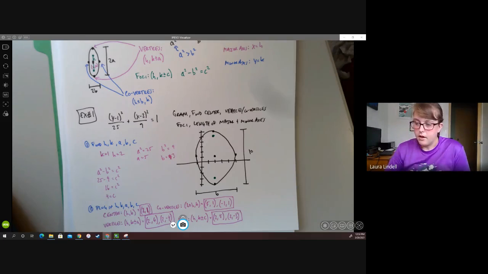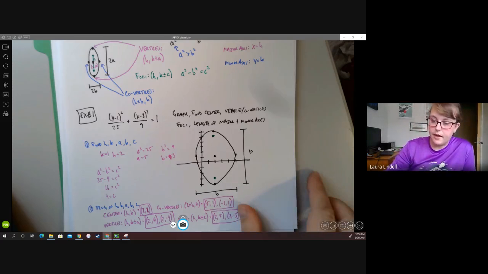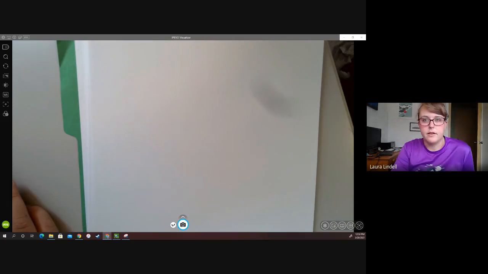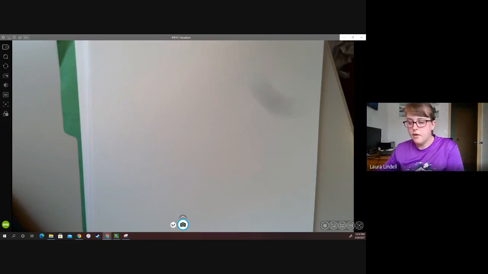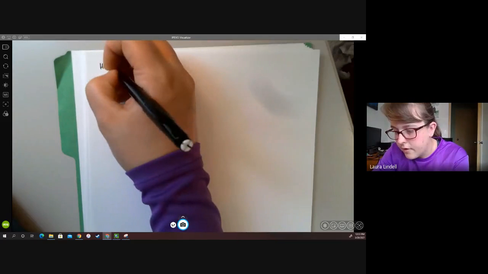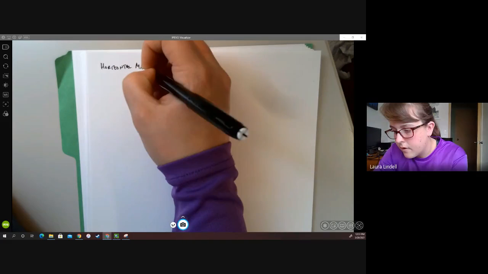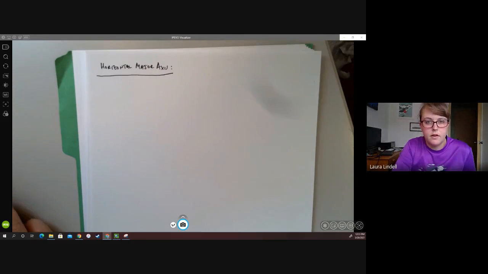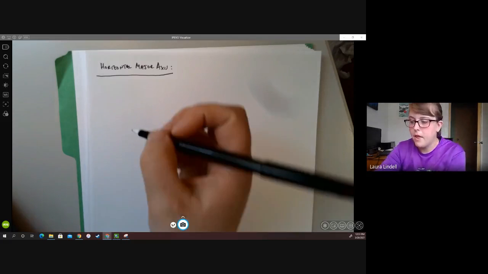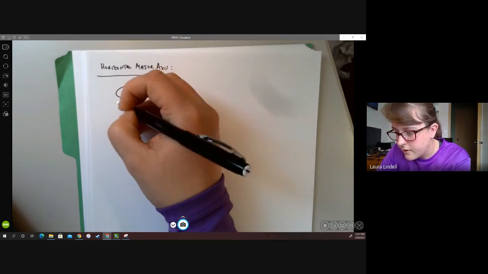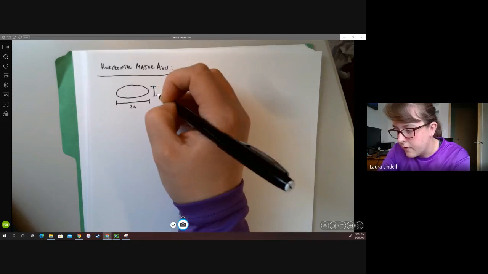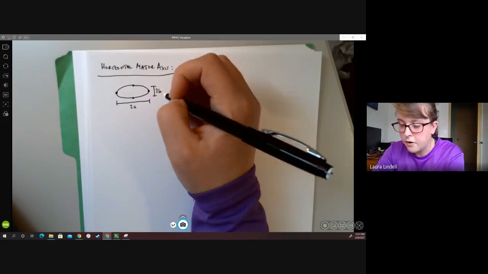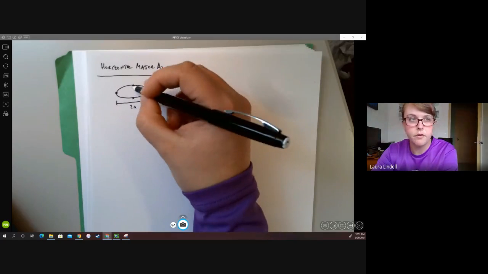Okay, then. So that's if we have a vertical major axis. Now let's take a look at what happens if we have a horizontal major axis, because the equation is very similar, just ordered a little bit differently. So this time we've got a horizontal major axis. All right. So this time we have it looking like this. This distance is 2a instead, and this distance is 2b. We still have vertices and co-vertices, but this time these would be the vertices and these would be the co-vertices.